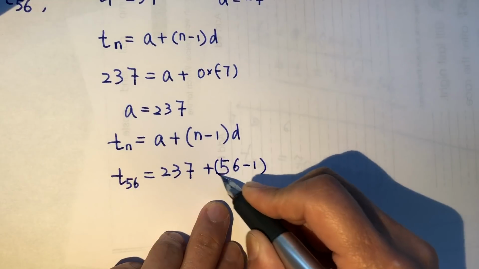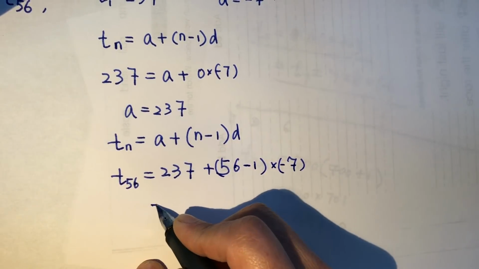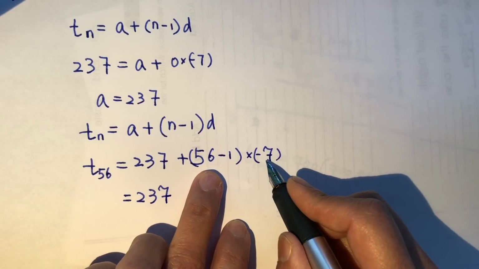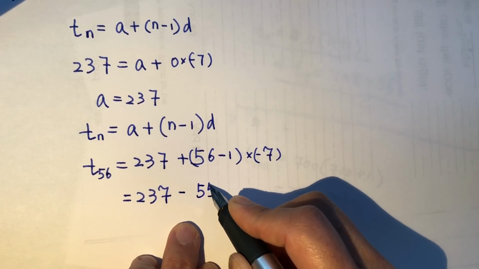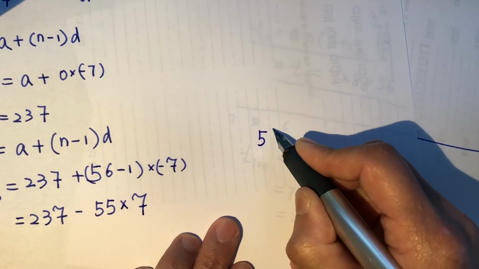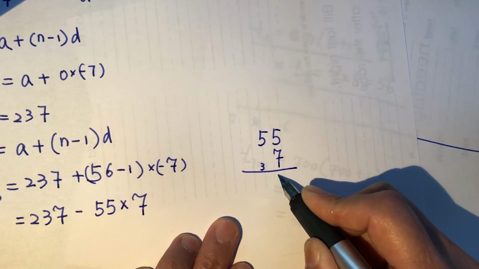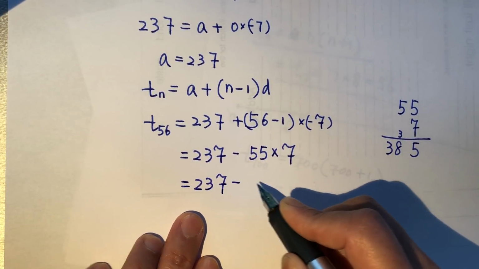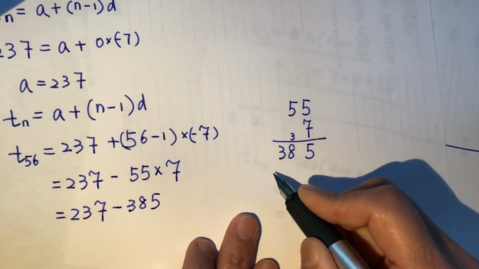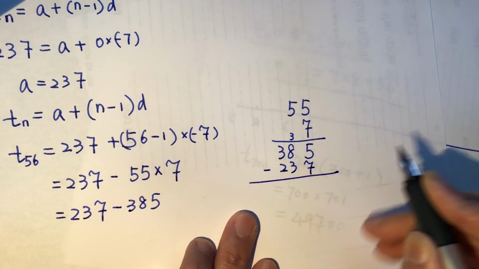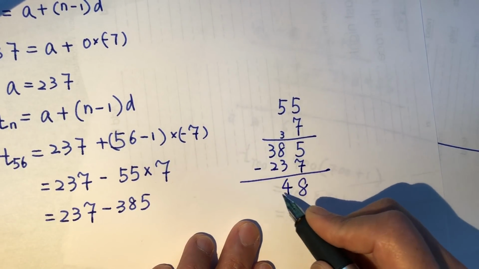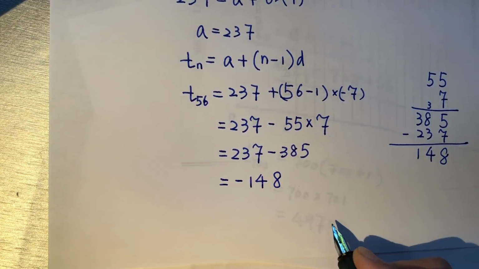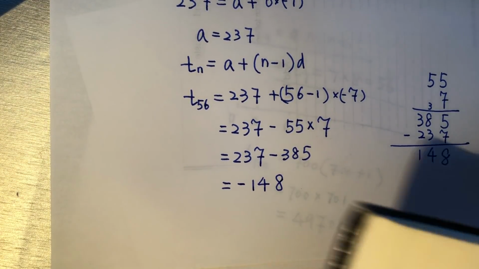56 minus 1 times negative 7. So 237 plus, and this becomes negative 55 times 7. 55 times 7 is 385. So 237 minus 385, the answer is negative 148. Okay, we got it right again.